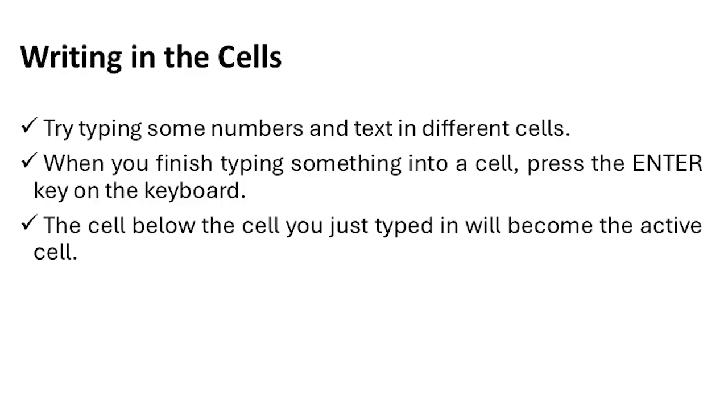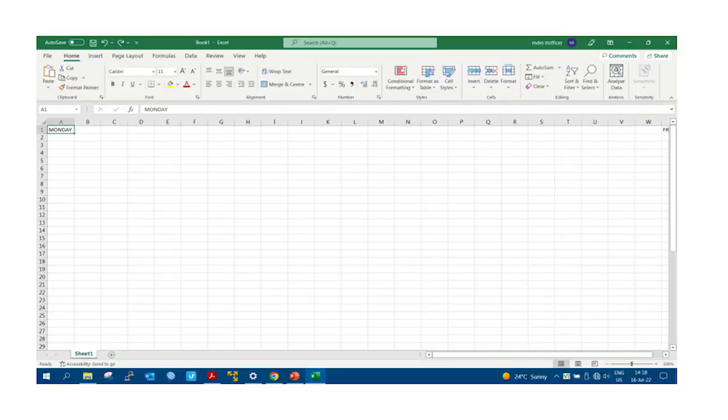Writing in the cells. Try typing some numbers and text in different cells. When you finish typing something into a cell, press the Enter key on the keyboard. The cell below the cell you just typed in will become the active cell. Note also that if you write text in a cell, the text will be aligned to the left. If you type in numbers, the figure will be adjusted to the right.